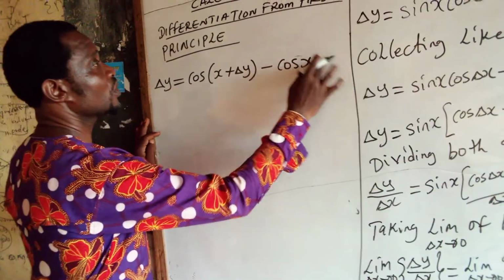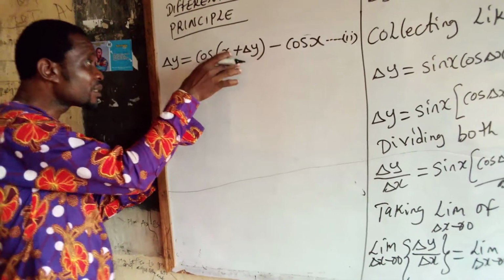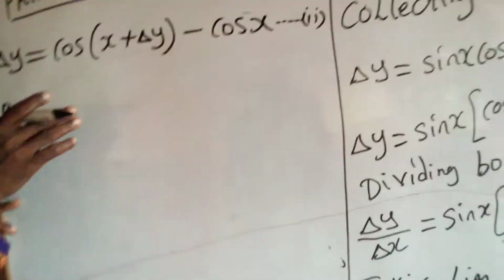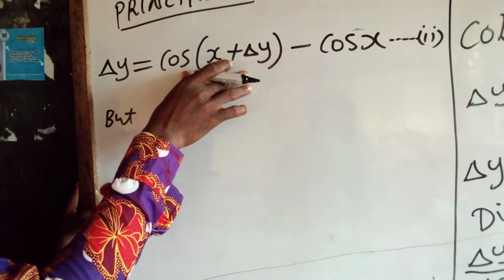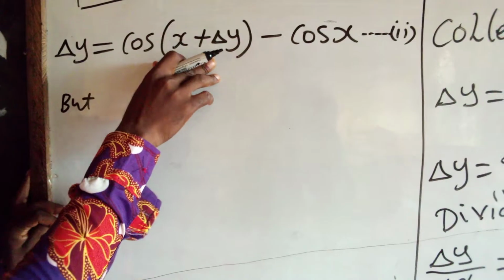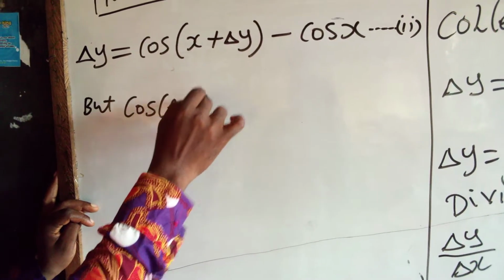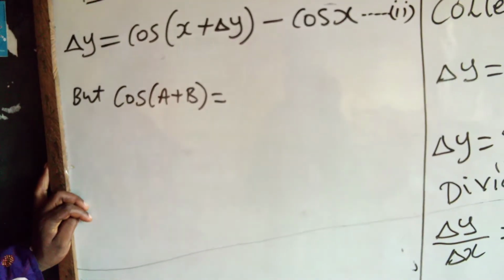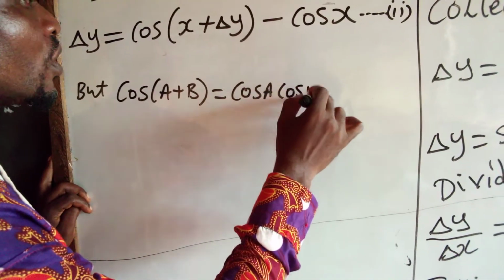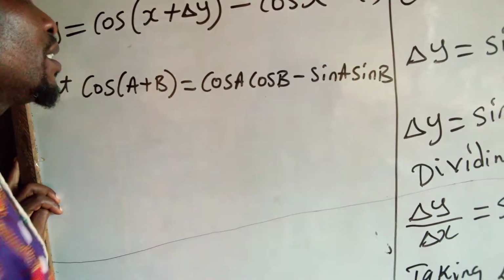So let's call this equation 2. Expanding this, because there is a bracket there, you are also going to use the compound angle formula for sine and cosine. If you go to trigonometry, you see compound angle. If you have cos(A + B), the formula gives you cos A cos B minus sin A sin B. So that is the formula.